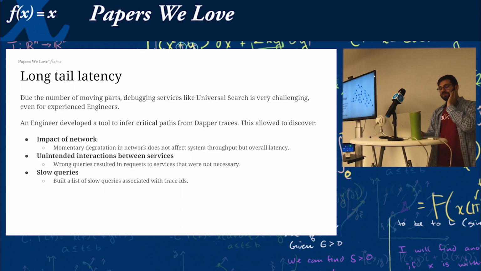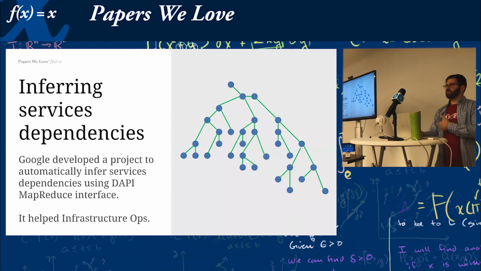Another interesting usage of the Dapper API was inferring service dependencies. How many of you are doing infrastructure? Anyone? Okay. So this is actually a normal problem. Knowing dependencies is a problem, right? You want to move a service from a Kubernetes cluster or something to another region, and you need to know the dependencies. Actually, someone at Google developed a tool that automatically gives the dependencies for a given service. It's very useful in infrastructure operations.